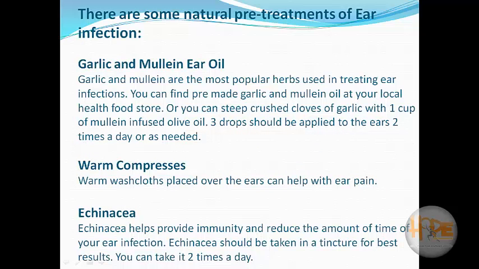There are some natural pre-treatments of ear infection. First is garlic and mullein ear oil. Garlic and mullein are the most popular herbs used in treating ear infections. You can find pre-made garlic and mullein oil at your local health food store, or you can steep crushed cloves of garlic in 1 cup of mullein-infused olive oil. 3 drops should be applied to the ears 2 times a day or as needed.